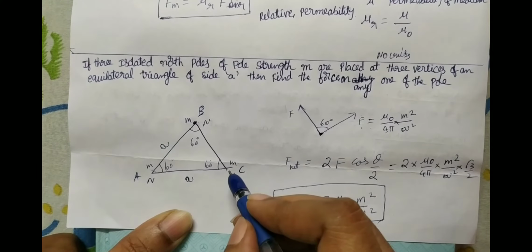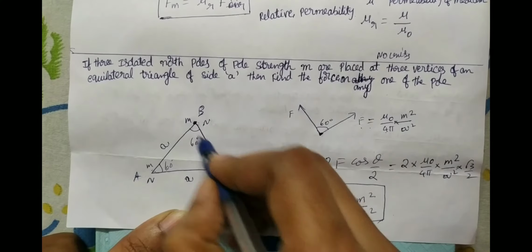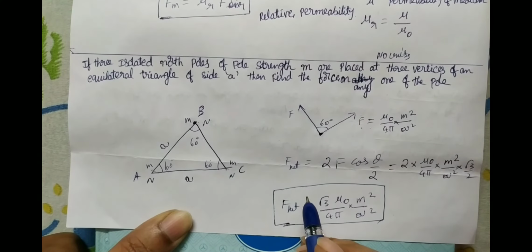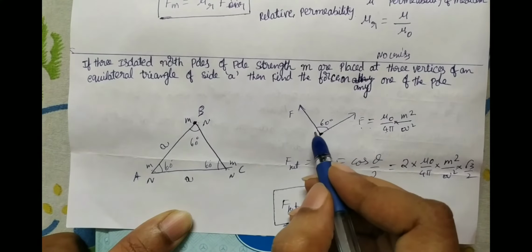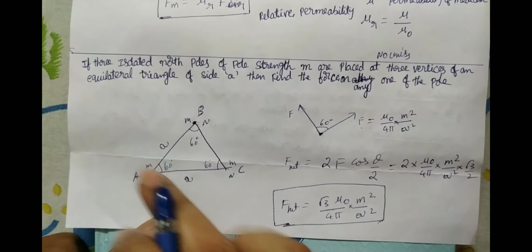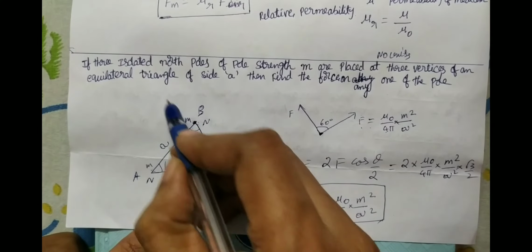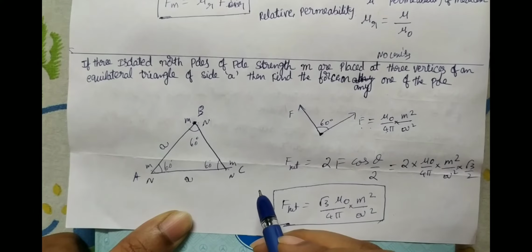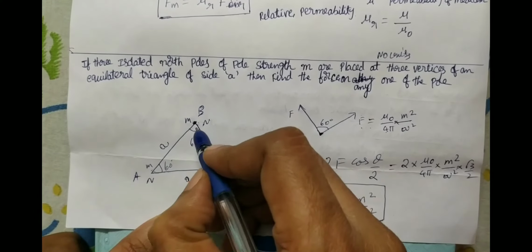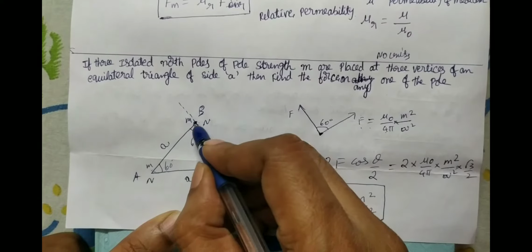Similarly, what is the force acting by C on B? It is acting in this direction. This angle is 60, so this angle is also 60. One force like this, other force like this. The opposite angle will also be 60. You can extend like this. One of the forces like this, other force like this.